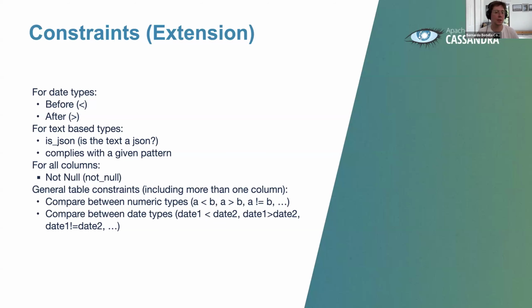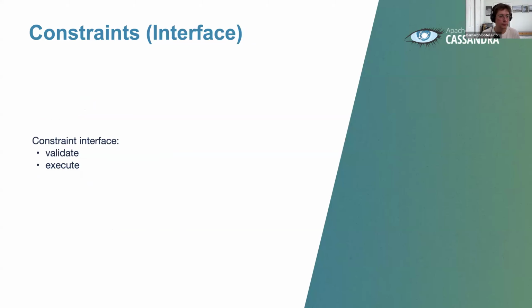some things like comparing different columns. For example, that column A is less than column B, or the other way around, or the same for dates. This is an extension that could also be pretty useful. Now, as per the interface that we're proposing, it just needs two methods. One of them is validate, which is executed whenever a constraint is created and checks the types for the condition and that everything makes sense. And then execute, which is executed at write time, and that's the one that tells you whether the condition on the constraint is being met or not.